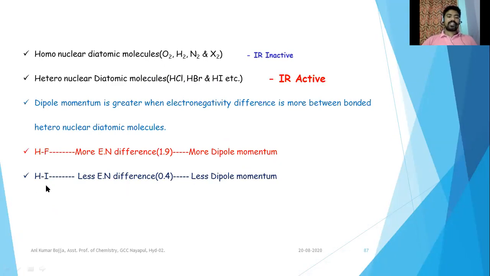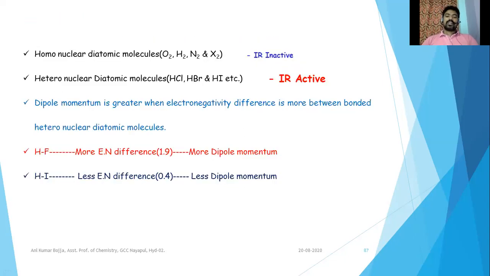The electronegativity difference in hydrogen iodide is 0.4, because the electronegativity of iodine is 2.5 and the electronegativity of the hydrogen atom is 2.1. So 2.5 minus 2.1 equals 0.4. With a smaller electronegativity difference, the molecule has a smaller dipole moment, therefore less intense bands are observed for this kind of molecule in infrared spectroscopy.